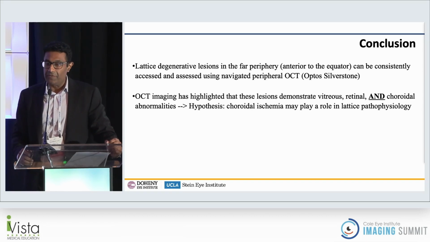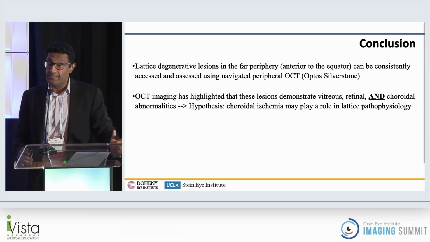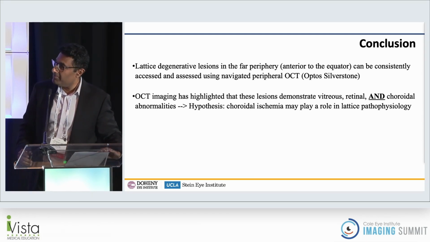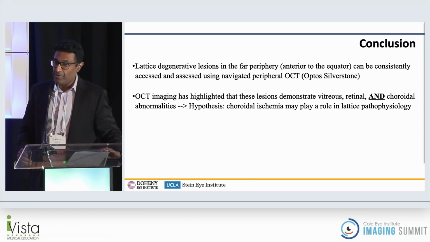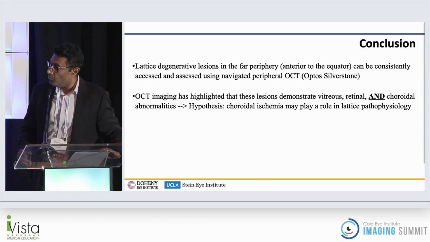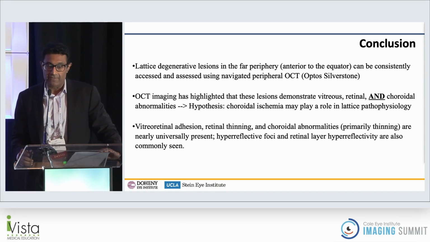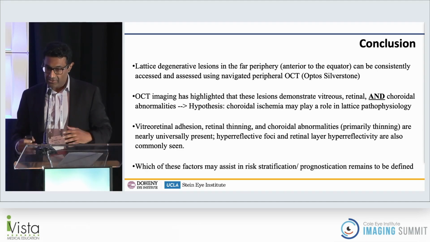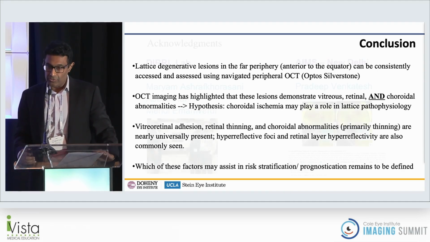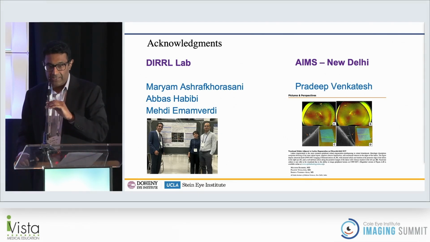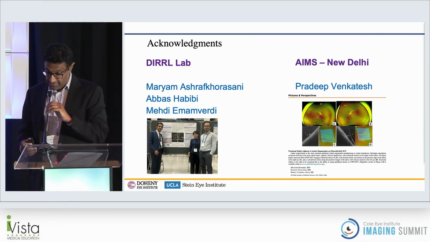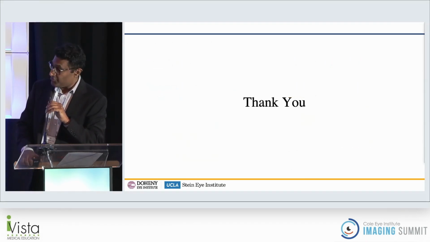And the critical thing I want to throw out for this group to consider is that not only do you have vitreous and retinal abnormalities, but there are choroidal abnormalities that are commonly observed, and we wonder whether choroidal ischemia may actually play a role in why these lattice lesions develop. And as I said, we'll have to see if these various features can predict who's going to have problems. And again, I want to acknowledge my fellows who worked on this project as well as our collaborator at AIIMS in New Delhi. Thanks very much.